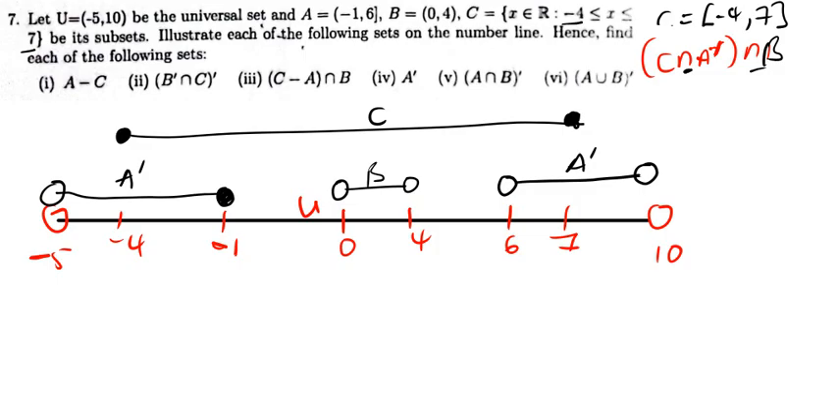Is it not from -4 to -1? We don't have B there. No, we don't have the part where all three are meeting. So then, what will be our conclusion? It's an empty set.